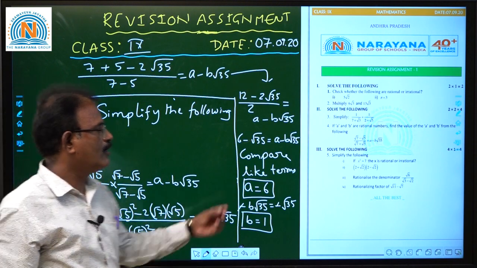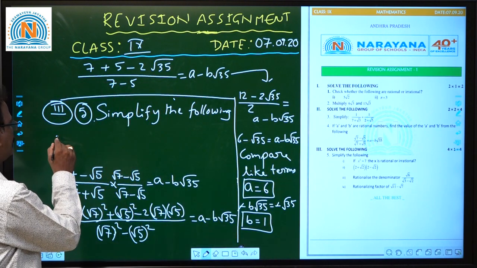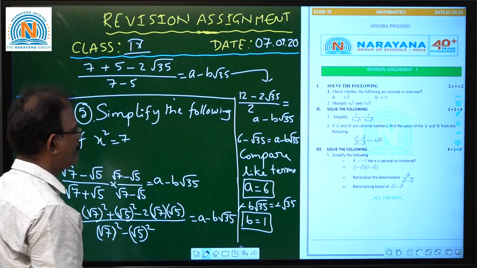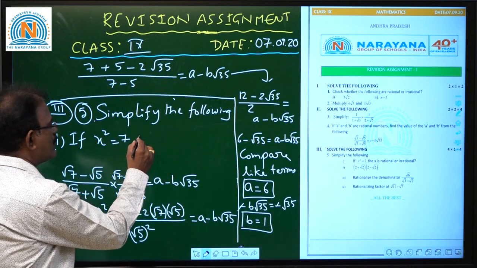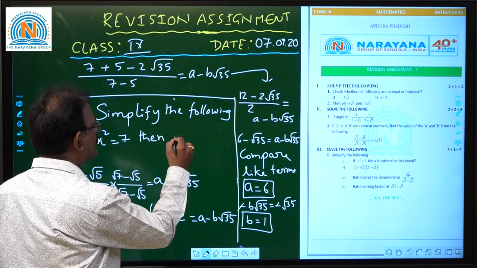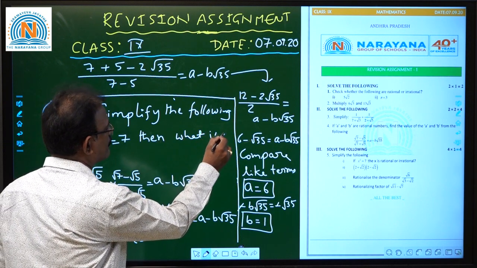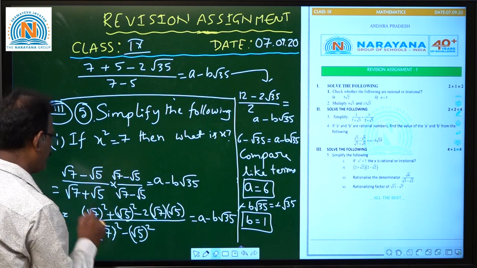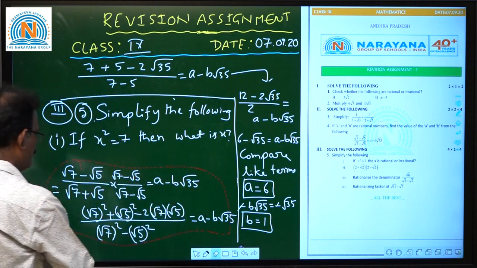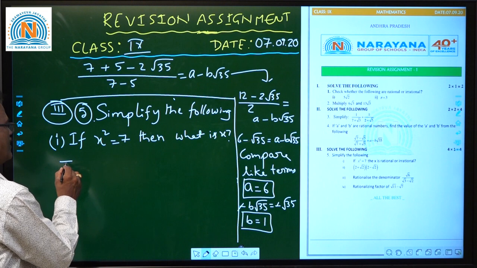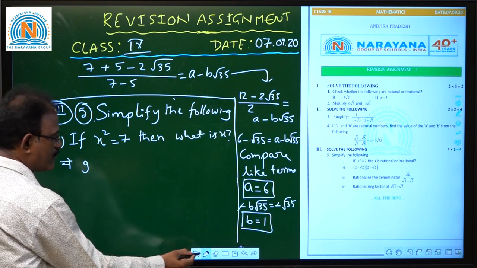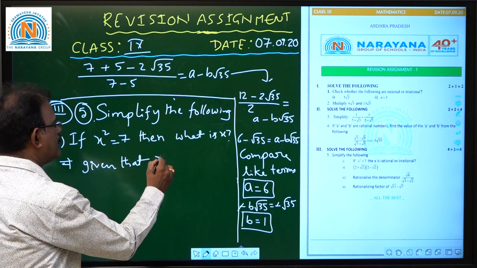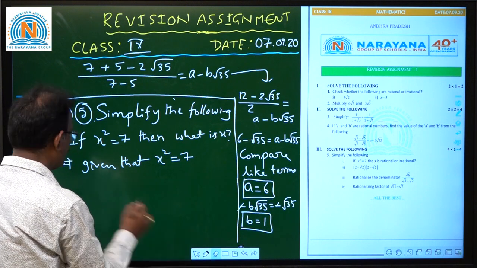Simplify the following. What is the first one? If x square is equal to 7, then is x rational or irrational? Then what is x? Is x rational or irrational? See here. It is given that x square is equal to 7.